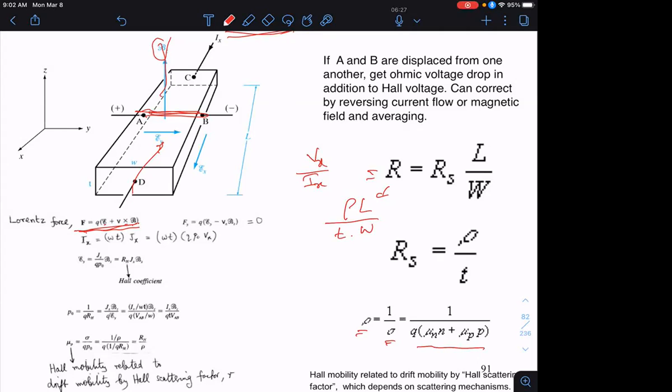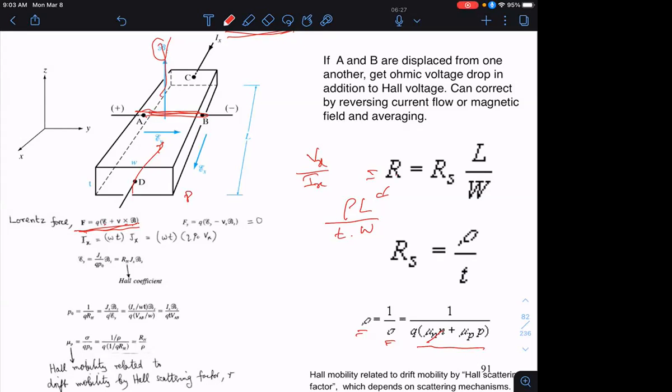Now, although this is the most general expression, in practice, depending on whether it's P or N type, one of the terms will dominate. So in this case, assuming it's a P-type semiconductor, the minority carrier electron part will be negligible. Okay, so the resistivity becomes 1 over q mu_p times p. Let's assume it's a P-type semiconductor.